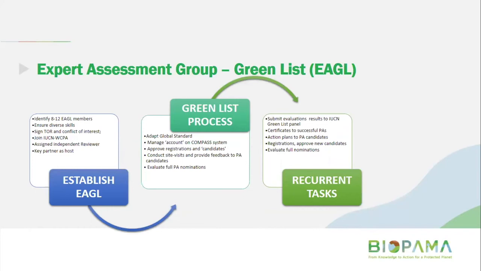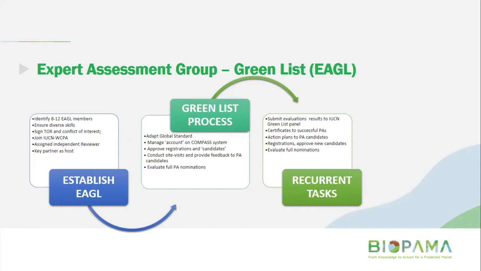The engagement in the green list involves voluntary protected areas sending an expression of interest to IUCN through an online link, stating that they want to commit to become a green list area. Once that happens, it triggers a process of implementation of the green listing country that involves the creation of an EAGL, as you see there on the screen.